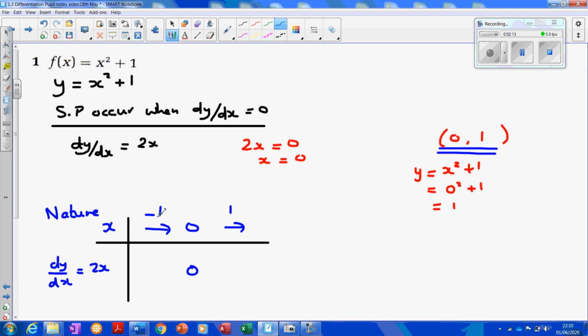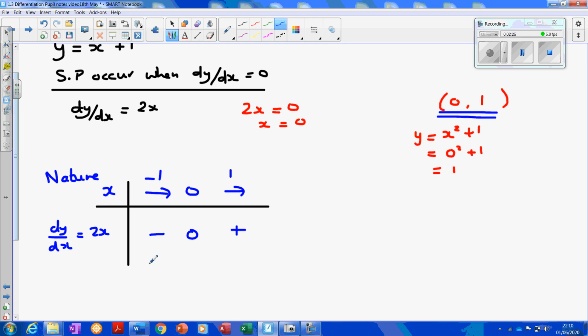We know at the stationary point dy/dx is 0, so that goes in there. If x is minus 1, dy/dx is 2 times minus 1, which is minus 2, so it's negative. If x is 1, 2 times 1 is 2, which is positive. So what we've got is it sloping downhill, going across, and uphill. So I've got a minimum turning point, and that minimum turning point is at the point (0, 1).